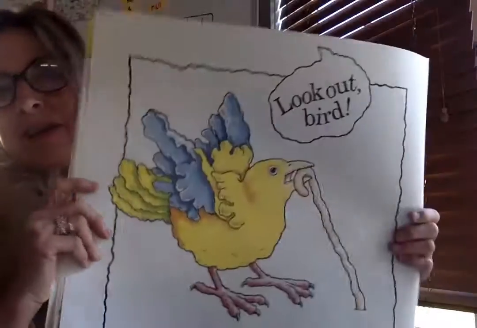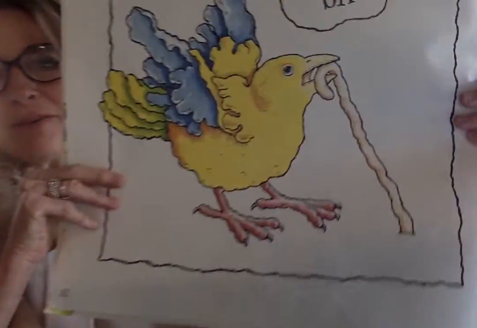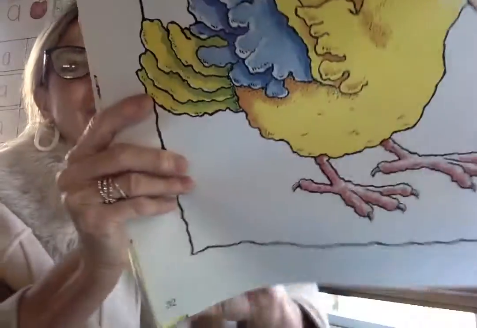What's the title in our main idea? Look out, bird. Look out. What'd the bird get? The worm.